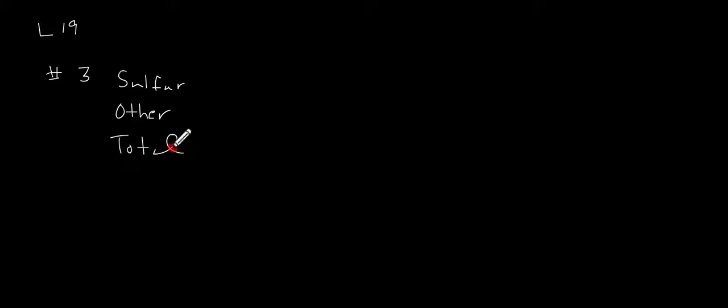Okay, so this is lesson 19, number 3. So we're going to set ourselves up with a little ratio box. We're going to have our sulfur. So they want to know how many other things we're going to add to the sulfur. So I'm going to call that other. And then we always have our total when we're doing these boxes. It tells us that the sulfur was 16. We don't know the other, so I'm just going to put a little block there.